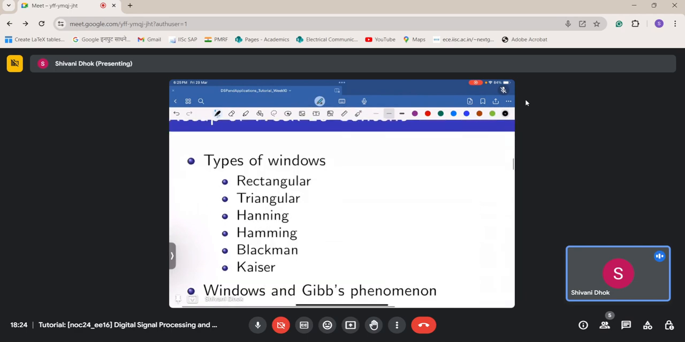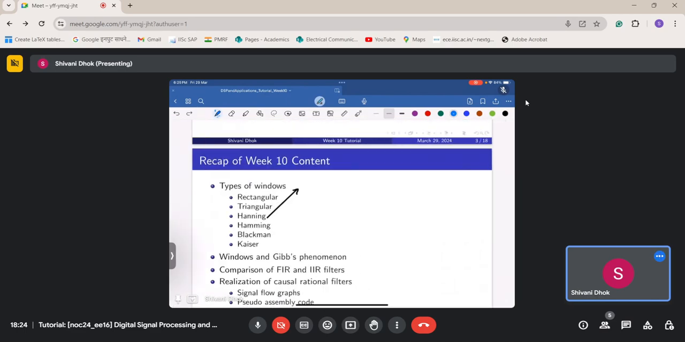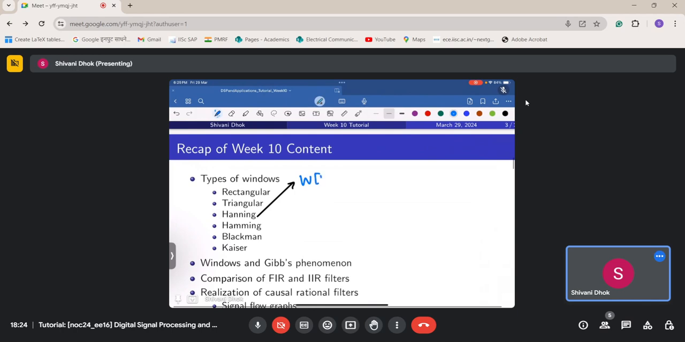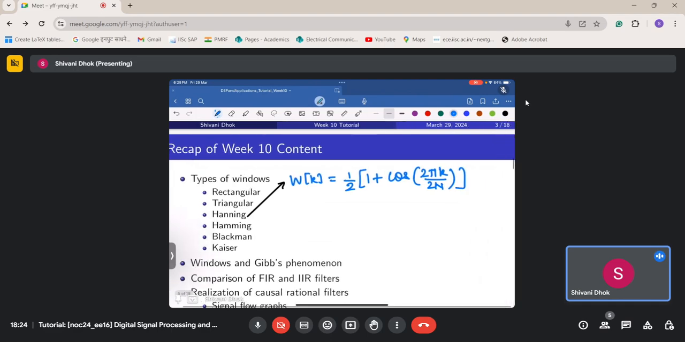The first window we looked at was the rectangular window, which we had been looking at last week as well. Then we looked at the triangular window. After that, a new window was introduced, which was the Hanning window. It has an equation in time domain as W of k is half of 1 plus cos 2 pi k by 2n, where k goes from minus n less than or equal to k less than or equal to n.